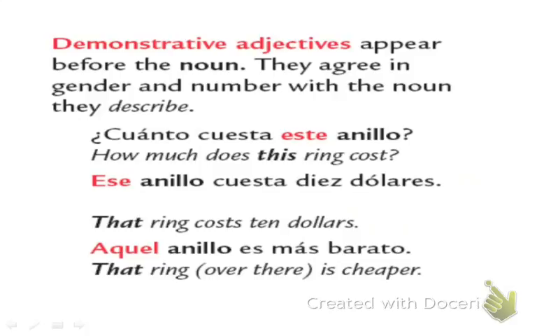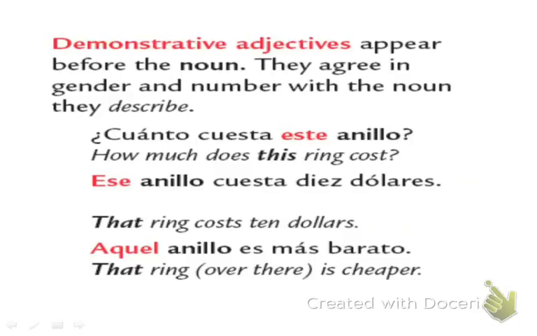So, two more slides here. Demonstrative adjectives appear before the noun. So just jot that down. Before the noun, agree in gender and number. That's not rocket science. That's the chart. What you just wrote down. That, there's a masculine, a feminine, a singular, and a plural.